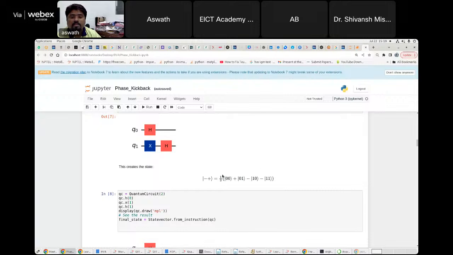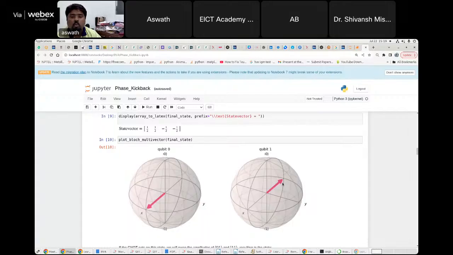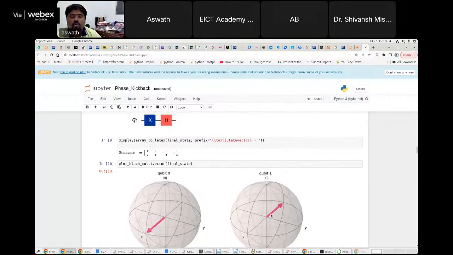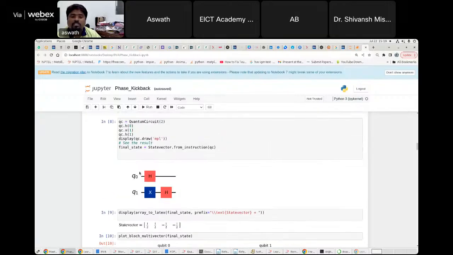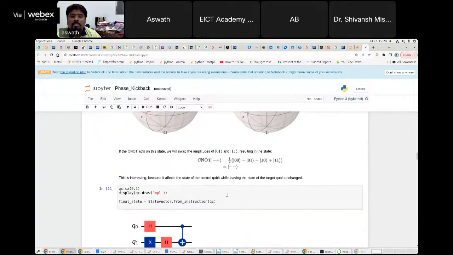Before adding a C0 gate, you can plot qubit 1 and qubit 2. Qubit 1 is in the x direction, the plus direction. Qubit 2 is in the minus direction. You see, x is equally probable, minus x is also equally probable, but there is a relative phase. That is what is shown here in the Bloch sphere representation for these two qubits. Okay, fine. Now act a C0 gate.